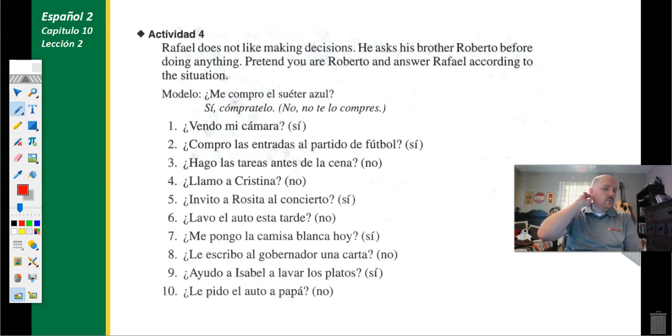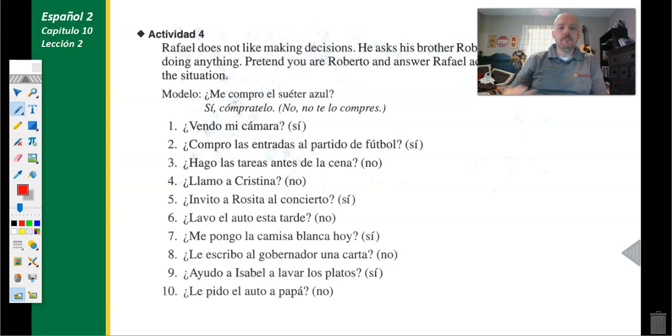And then activity 4. Rafael, actividad 4 is on página 267. Actividad 4, Rafael does not like making decisions. He asks his brother Roberto before doing anything. Pretend that you are Roberto and answer Rafael according to the situation.